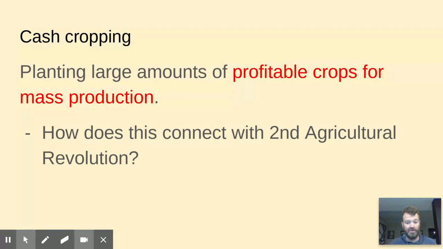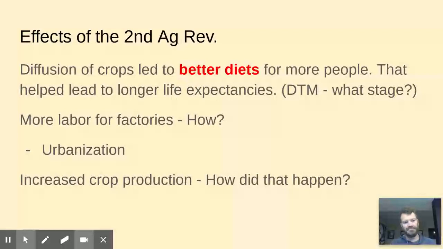Remember, that's for tons of people. It's not just for your family. That's subsistence. Commercial farming is now a big deal. And agribusiness is kind of sneaking into the picture, right? These farmers have tons and tons of land, at least more land than they could have before this revolution.